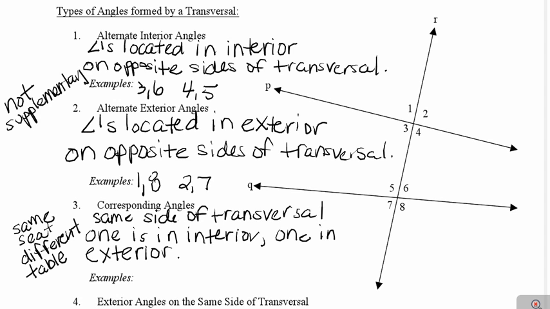So if we look here at our two tables, we know that angle 1 and angle 5 are in the same seat, but they are at different tables. So that would be an example of corresponding angles. Angle 1 is on the exterior, angle 5 is on the interior, and they're on the same side of that transversal. There are 3 other pairs of corresponding angles. See if you can label them. Okay, the other pairs you should have are angles 3 and 7, angles 2 and 6, and then angles 4 and 8. Those are all the pairs of corresponding angles in the diagram above.